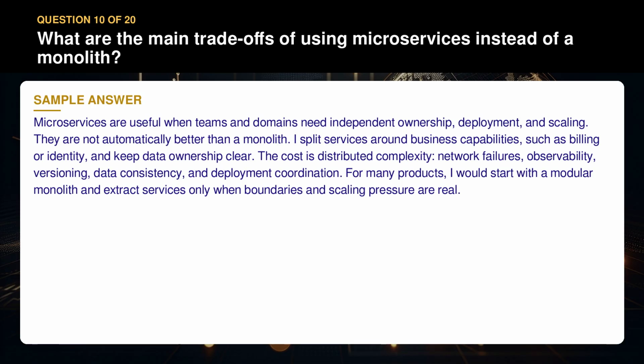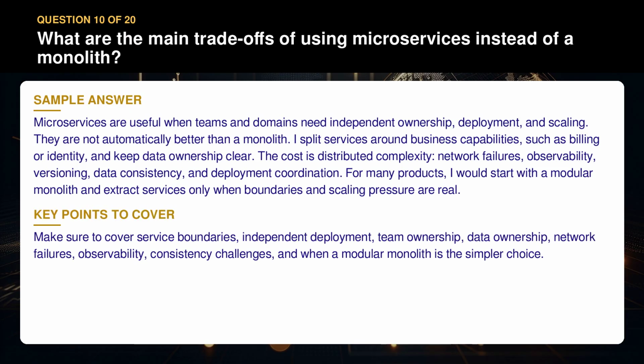The cost is distributed complexity, network failures, observability, versioning, data consistency, and deployment coordination. For many products, I would start with a modular monolith and extract services only when boundaries and scaling pressure are real. Make sure to cover service boundaries, independent deployment, team ownership, data ownership, network failures, observability, consistency challenges, and when a modular monolith is the simpler choice.